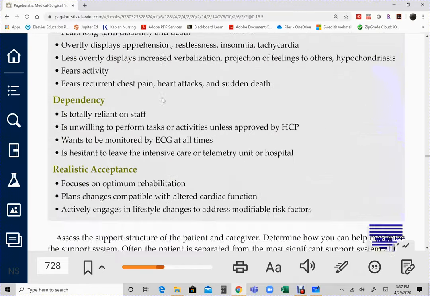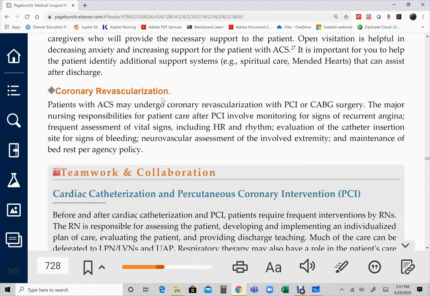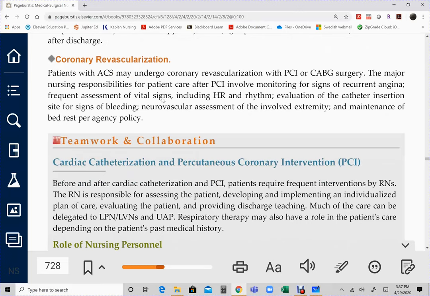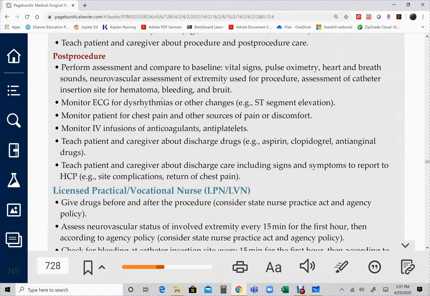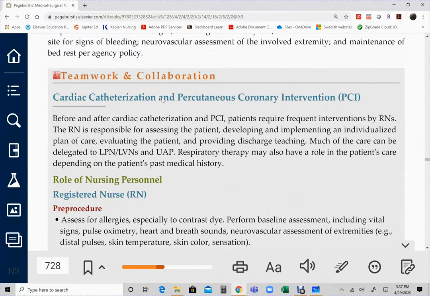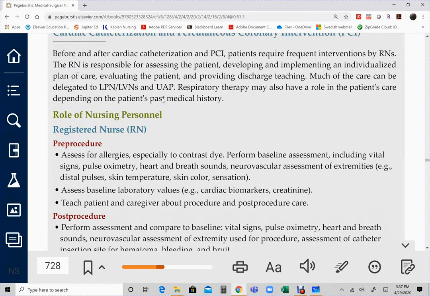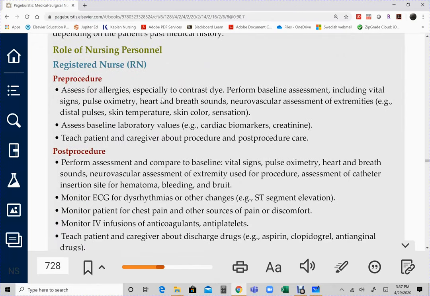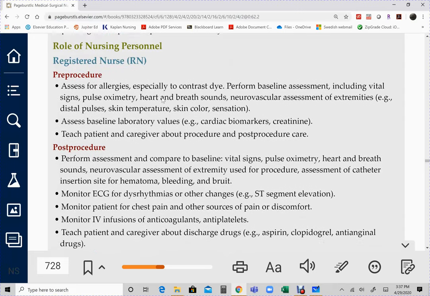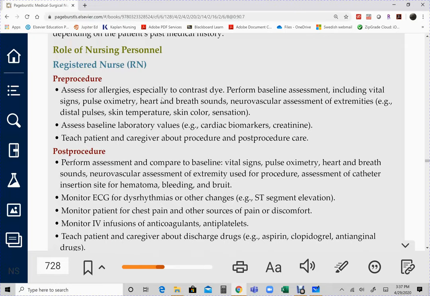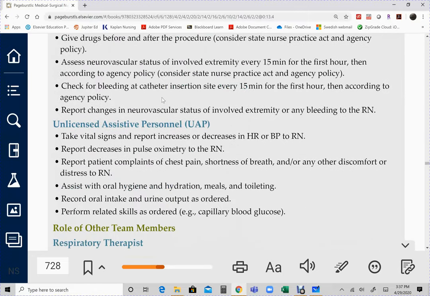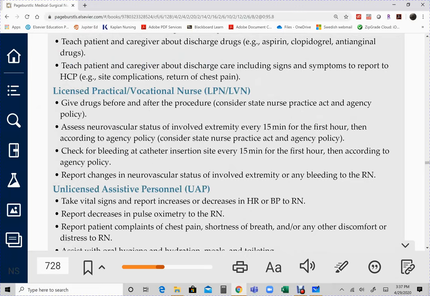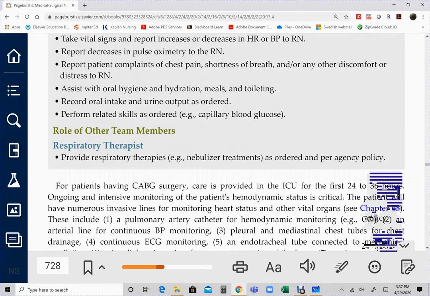The psychosocial aspect, of course: this is a life-changing event. It's scary for the patient. It's a major life event. Delegation. Please review this, especially pre- and post-op. What can be done by which staff? Questions typically ask which action can be delegated to an LPN or to unlicensed assistive personnel. Please read what can be done. I'll leave you responsible for that.